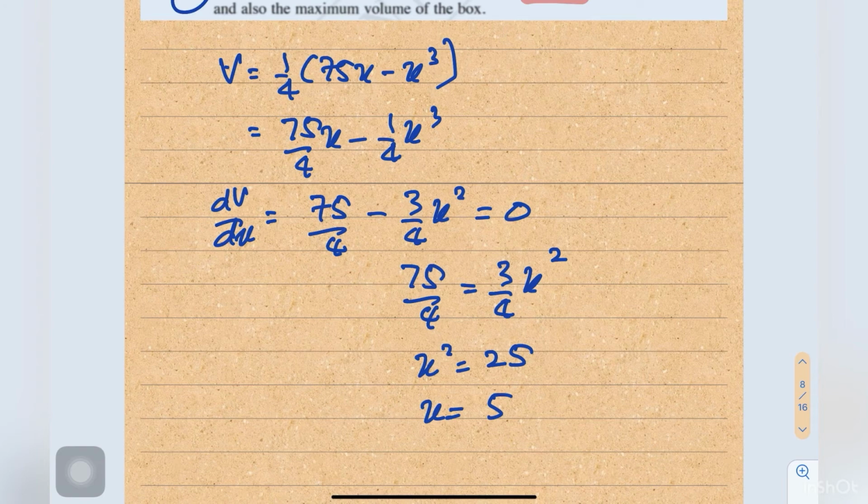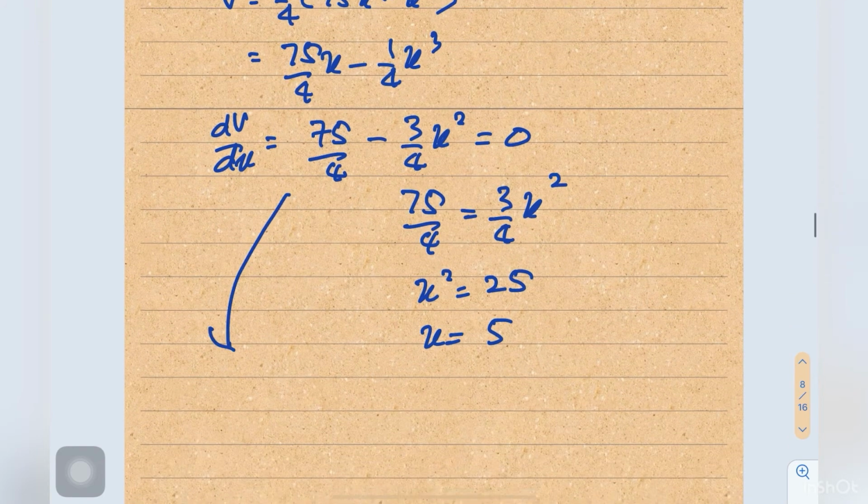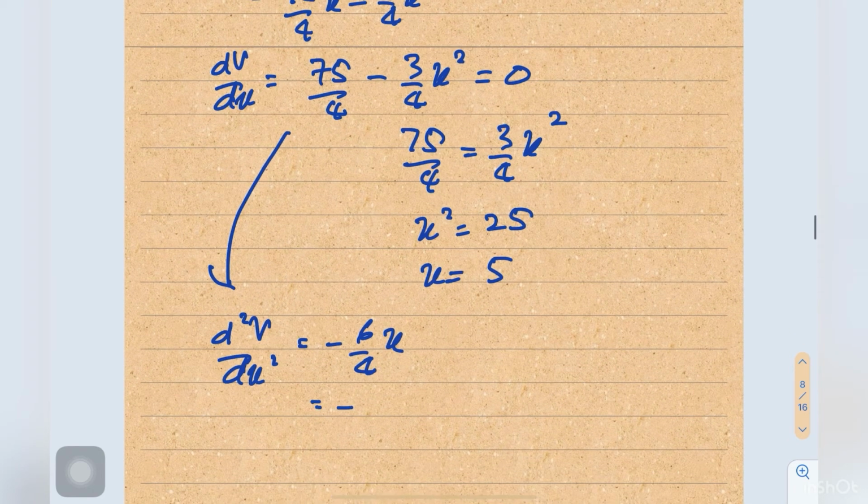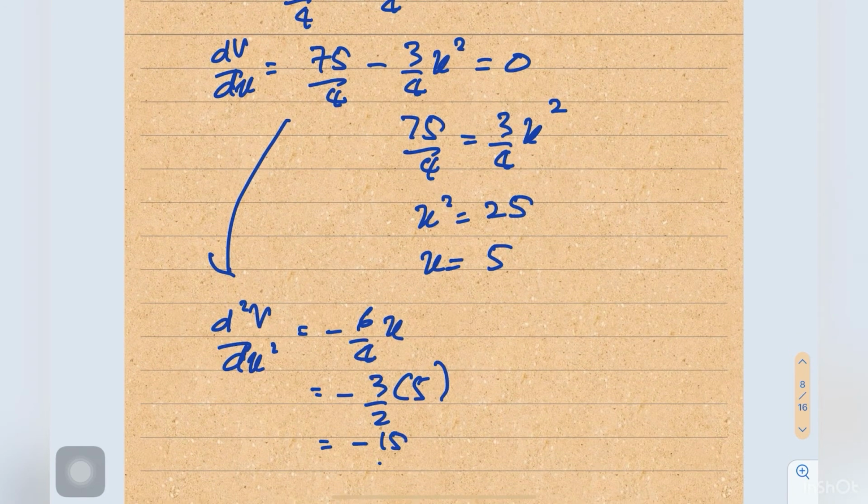Then is that a maximum? We can differentiate another time. We get d squared V/dx squared equals negative 6/4 x, which is negative 3/2 x. Then substitute x is 5, we get negative 15/2. Negative 15/2 is less than 0. So, maximum.